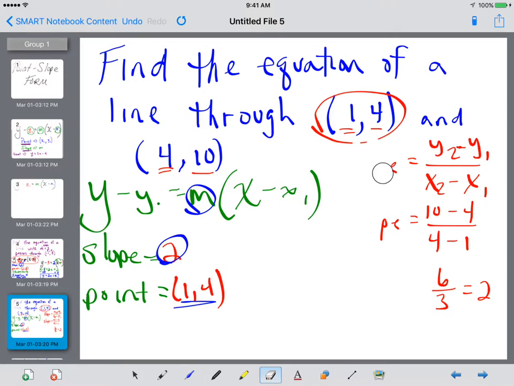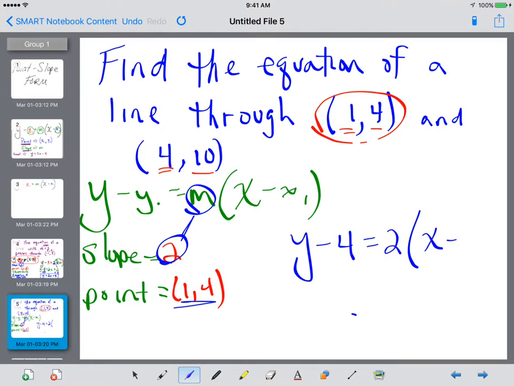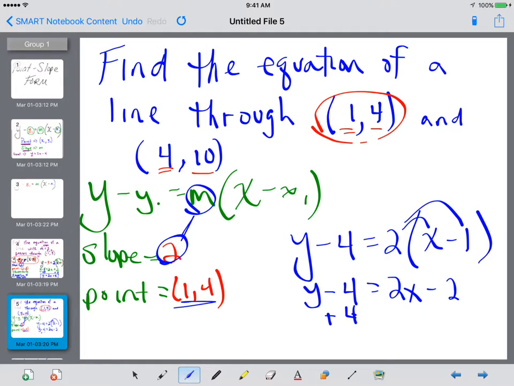So hopefully you don't need this anymore. I'm going to erase my work on finding the slope. And rewind the video if you need to. So we have y minus the y point of 4 equals the slope. Goes in for m, 2. I get x minus the x point of 1. Now, step 1, I need to distribute. So I distribute the 2 to both terms. I get y minus 4 on the left, 2x minus 2 on the right. To get rid of that negative 4, I need to add 4 to both sides. So I get y equals 2x plus 2.